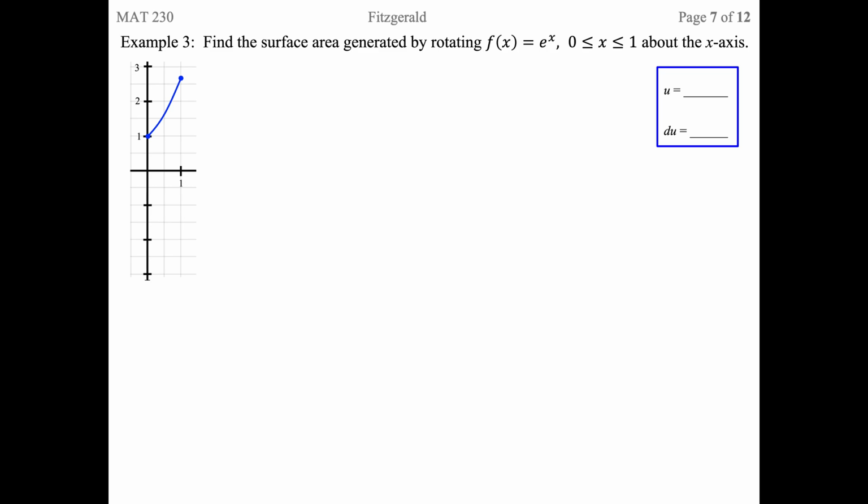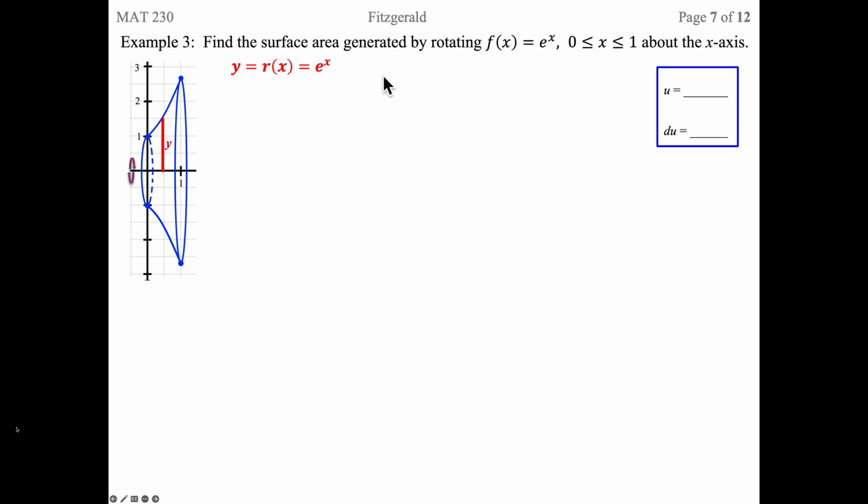Alright, example 3. Find the surface area generated by rotating f of x equals e to the x from 0 to 1 inclusively about the x-axis. And you can see we'll have to do a u substitution here. So if I rotate this around the x-axis, flip it over the x-axis, get some circles in there, identify your radius, just like we identified our reference rectangles in the past. So my y is going to be r of x, which is the e to the x.